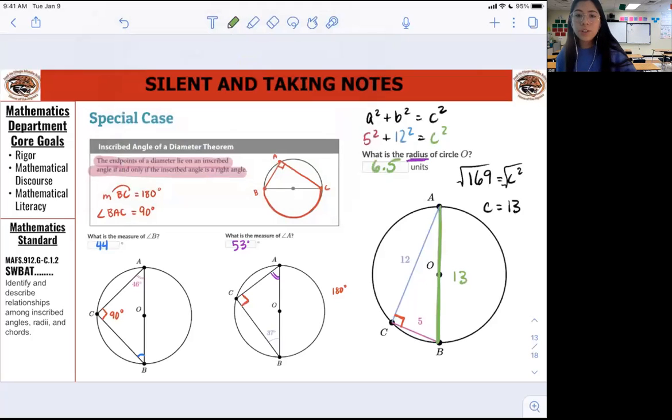So always look at the question and see what it's asking for. If it's asking for the angle, find the angle. If it's asking for the length, find the length. It depends on the question.